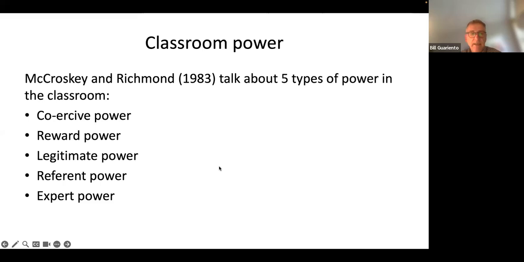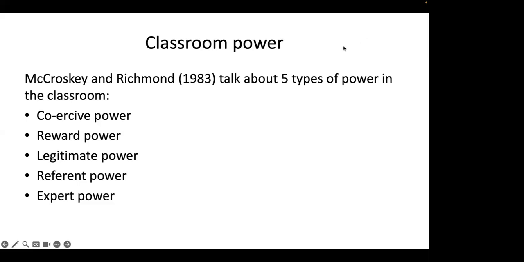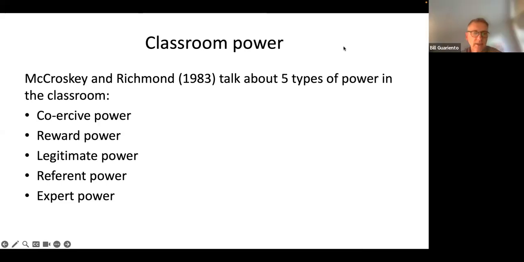And finally, we have expert power, which helps the teacher to control the students. Who can explain what this might be? Esra. Expert power is the power that comes from having knowledge or talents or expertise in something. Good. Well done, Esra.